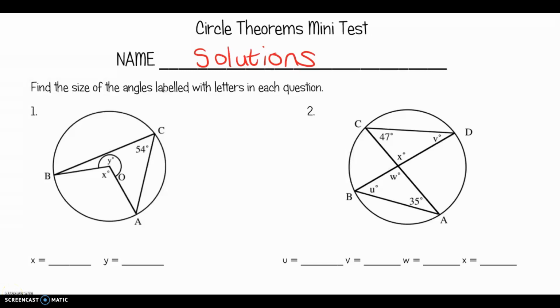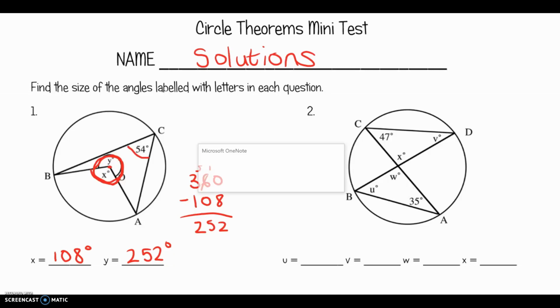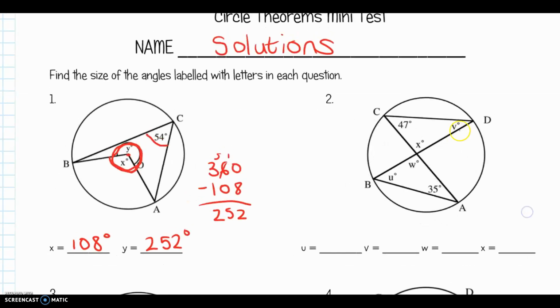Okay, in the first one, you need to spot that the angle at the centre is double the angle at the edge as a circle theorem. So x here must be twice the angle at the edge, which is 54, so x has to be 108. And then for y, both of these angles in a circle will add up to 360, so you would do 360, take away 108, which leaves you with 252 degrees.